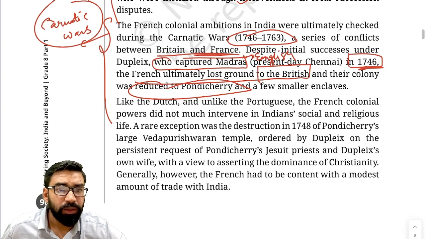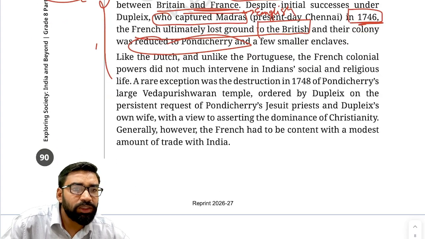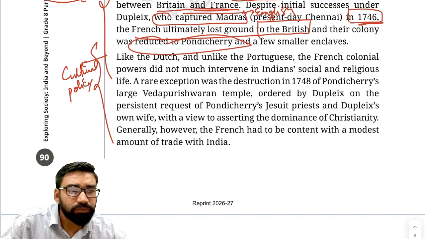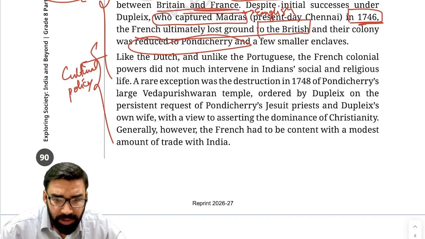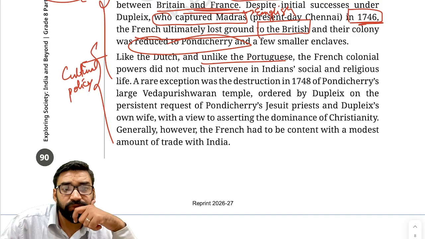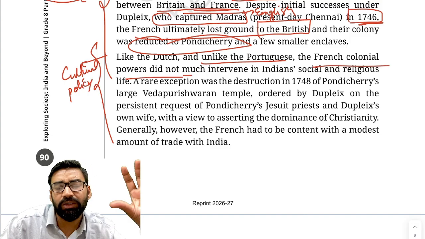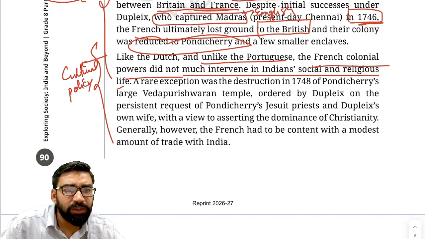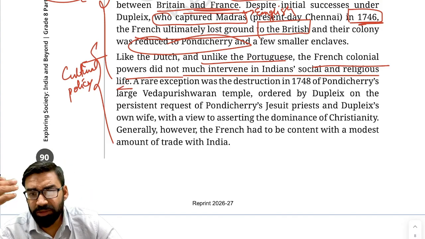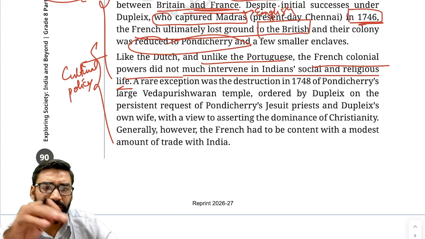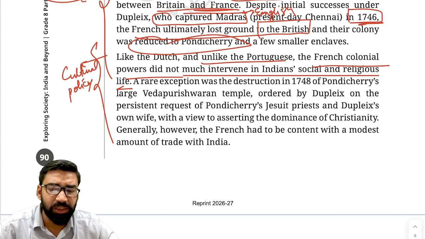Fine. Okay. Now let's talk about their cultural policy. Fine. Now, what was their cultural policy? See, unlike the Portuguese, like the Dutch, the French colonial power did not much intervene in Indian social and religious life. Right? So just like the Dutch, but not at all like the Portuguese. Even the French people did not intervene in Indian social and religious customs.